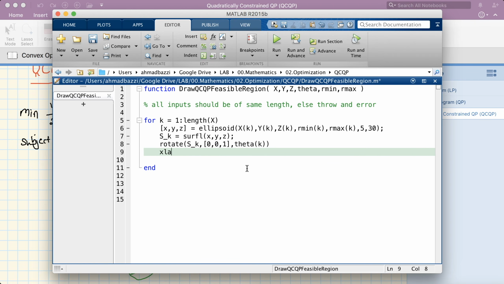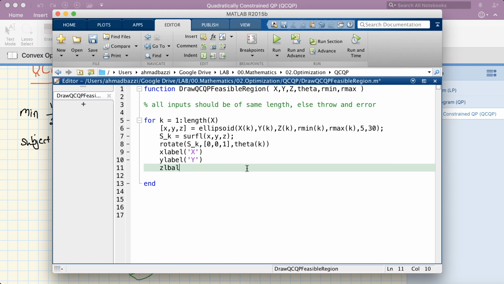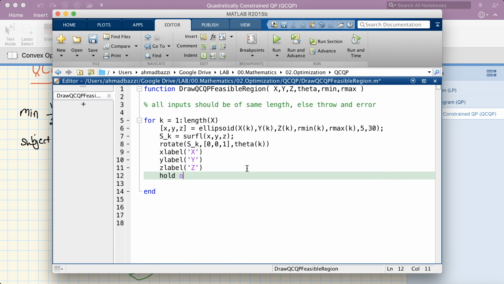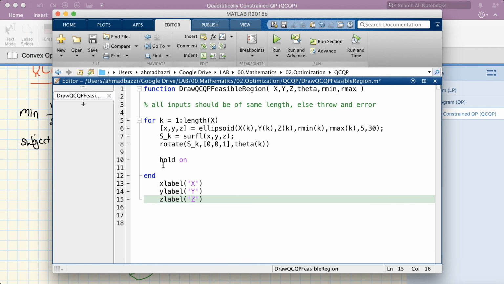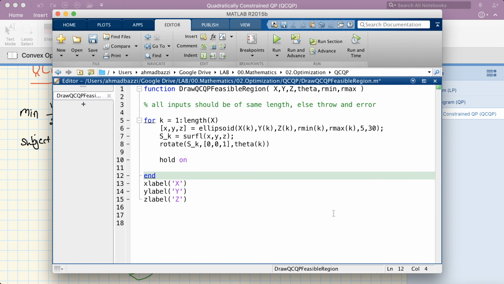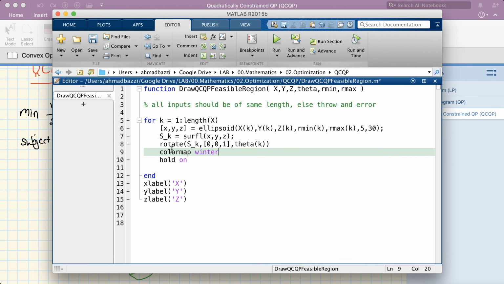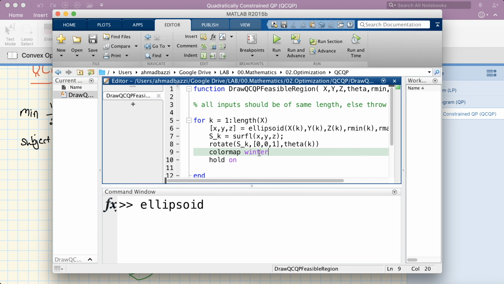You can label your x-axis as such, y-axis, and the z-axis, right? Hold on each time we plot a new ellipsoid, and what else? We can give a nice color map. For the color map, I prefer the winter color map. And what remains is to define our inputs.